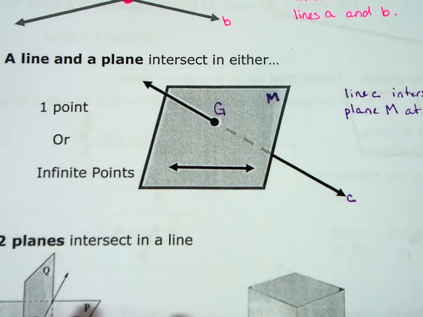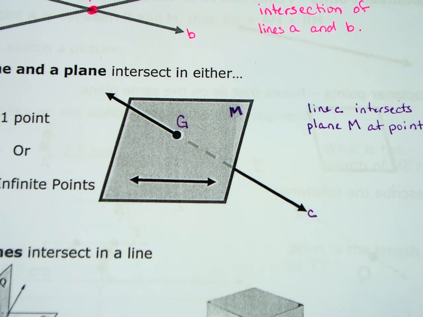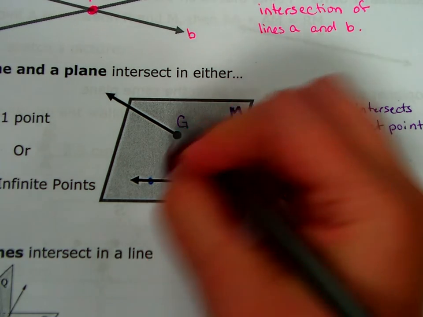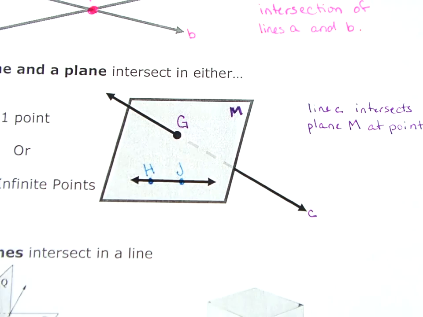Just to kind of review, I know I've been using the little letters on the end, but remember sometimes when the line gets up in the morning it forgets to put its name tag on, but some of its points are labeled. Let's say I have an H here and a J here.